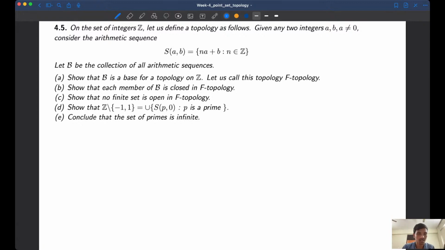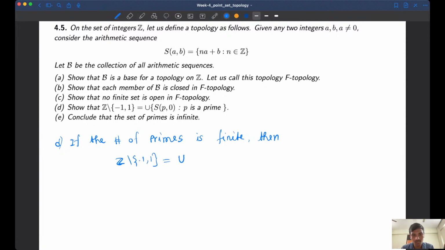Now focus on part D. If the number of primes is finite, then Z minus {-1, 1} is actually the union over p prime of pZ, which is just the set of all multiples, p times Z.